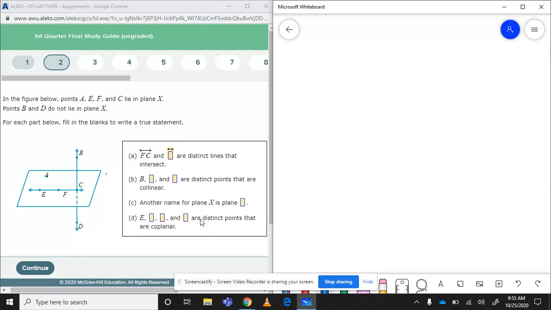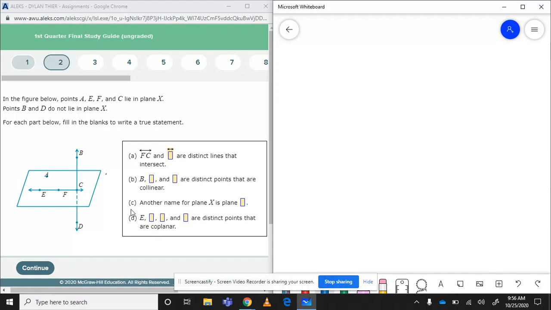Okay, here we're looking for distinct points that are coplanar, points that include E, so those would be the 4 that I just listed a moment ago. A, E, F, and C are all drawn in the plane, like points on that piece of paper. Okay, so those are all the keywords that we need to know.